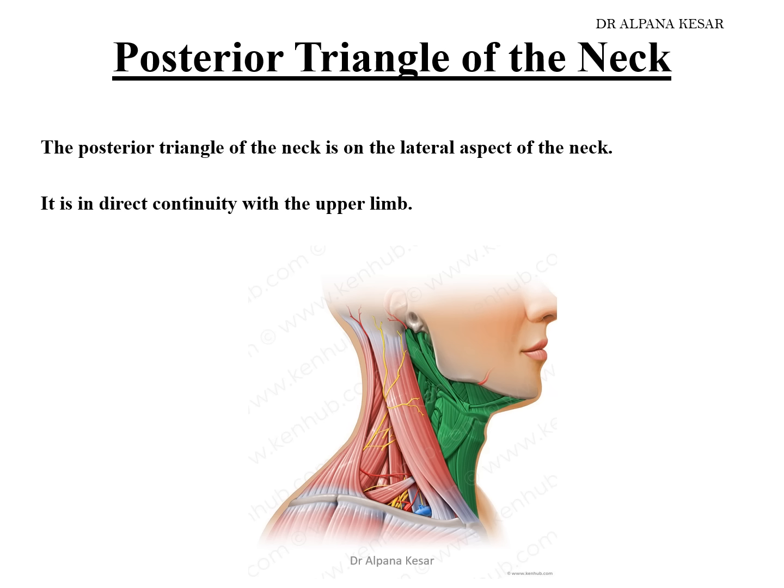Posterior triangle of the neck. This is the posterior triangle of the neck, which is present on the lateral side of the neck. The structures in the posterior triangle of the neck are in direct continuity with the structures going in the upper limb.